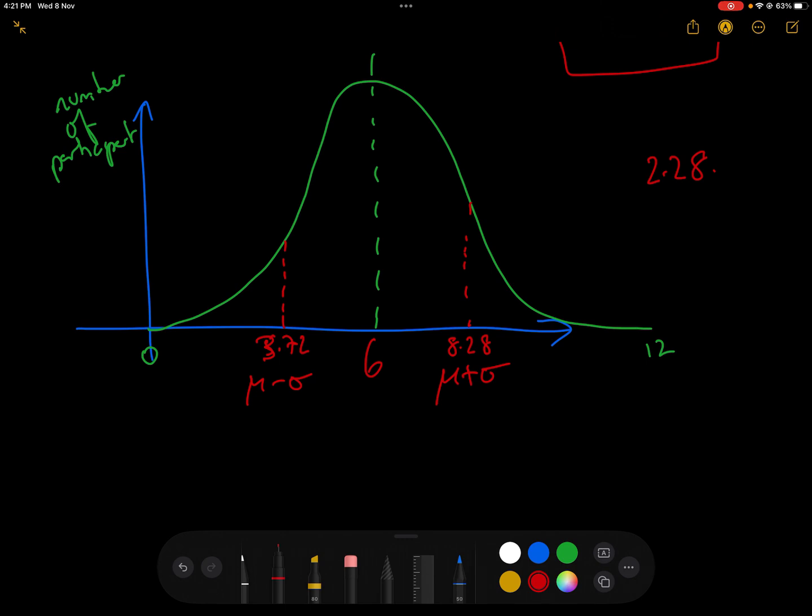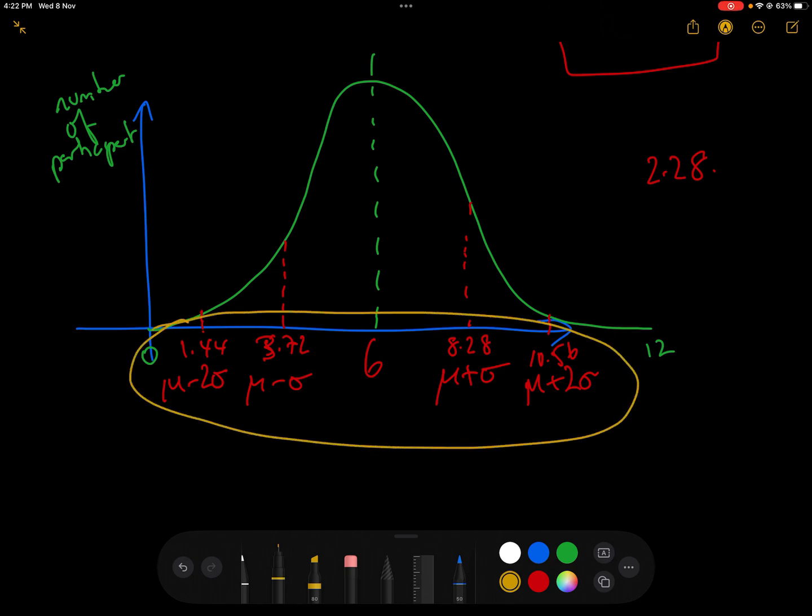If we carry on by another standard deviation, i.e. we add another 2.28, that would get us to 10.56. That is the mean plus 2 standard deviations. And then if we take another 2.28, we get the mean minus 2 standard deviations, which is 1.44. And what we're getting here is actually equal and identical to what we talked about in the previous video, i.e. the z-score.